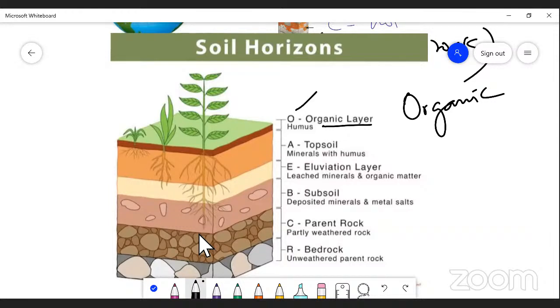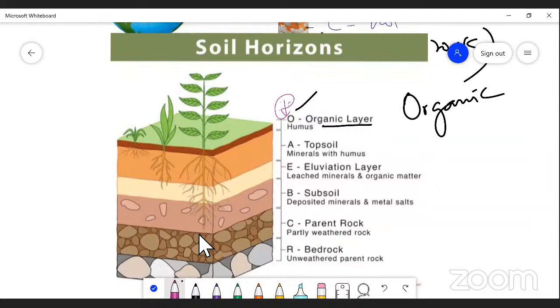Always the organic layer is rich in humus. Please understand, dear student, the organic layer is also a humus region, because this region is rich in organic matter. That's why it is called humus. That means the dead and decayed matter of a plant starts accumulating on the surface layer of the soil, right? So that is called the organic layer, which is rich in humus, right?